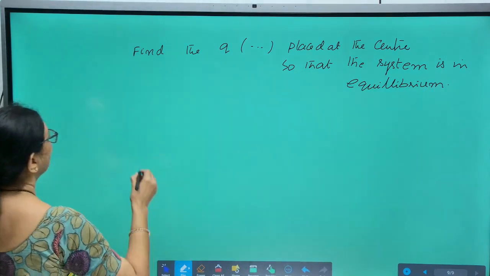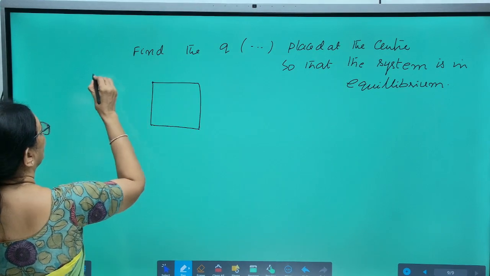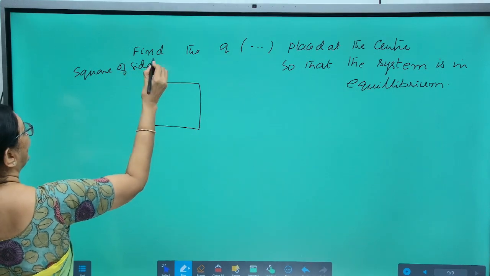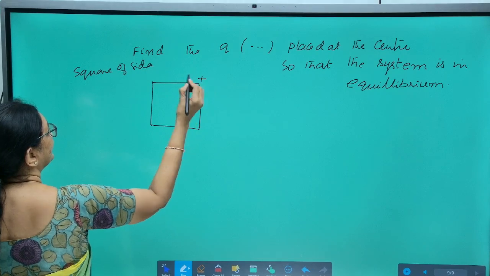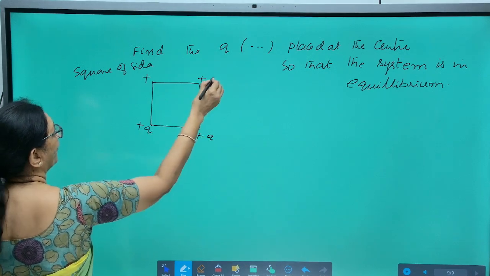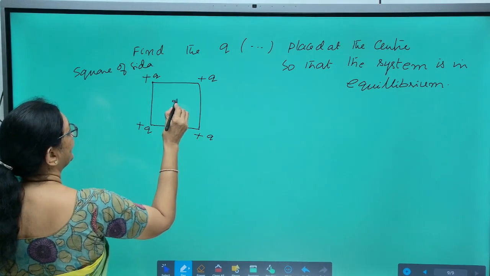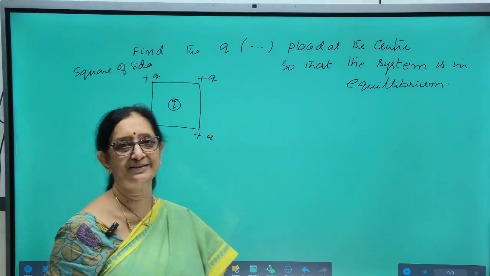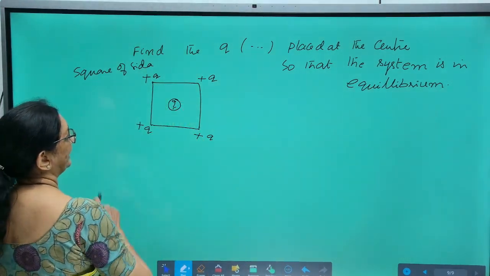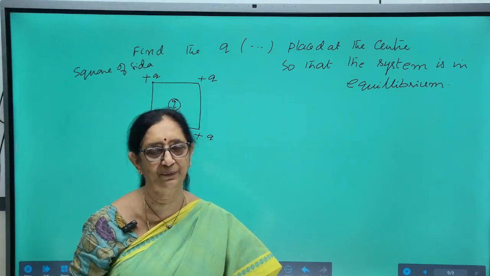So, the problem given is like this. Say this is a square of side a. Four identical charges, plus q each, are placed at the 4 corners of the square. You need to find out the charge placed at the center so that the system is in equilibrium.